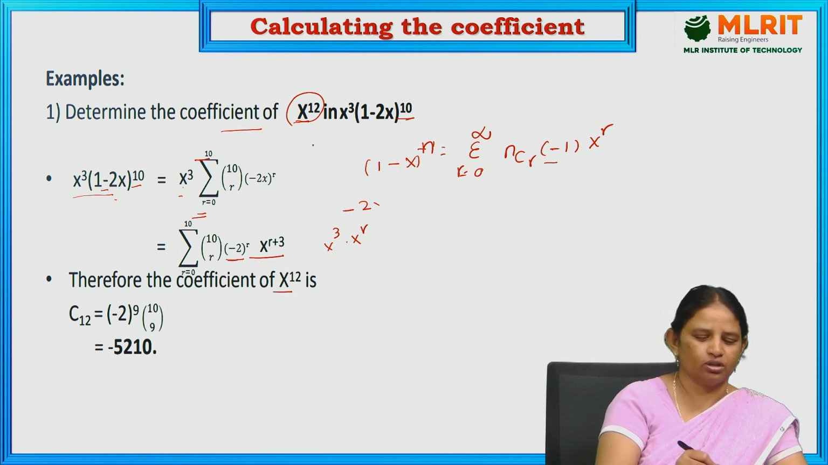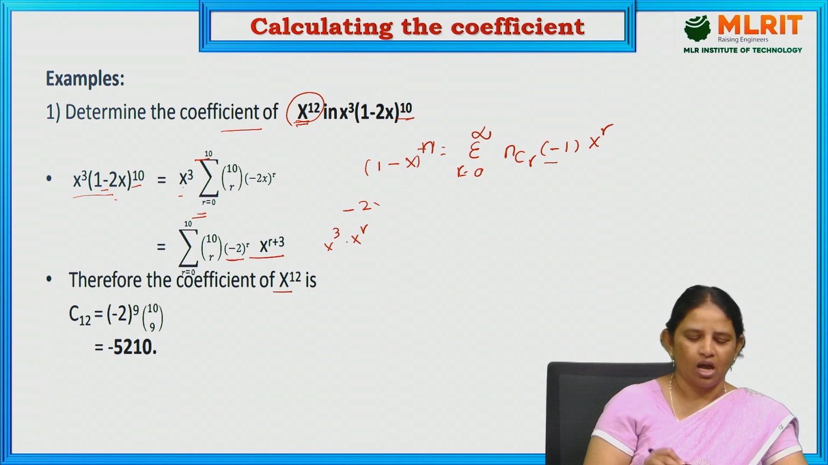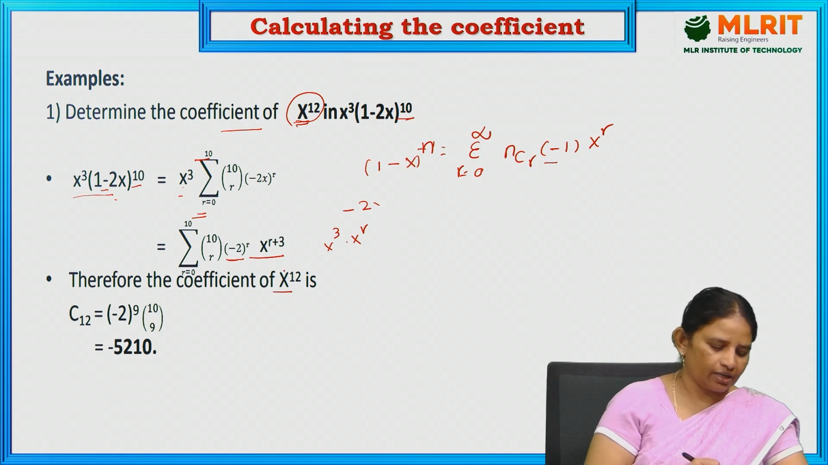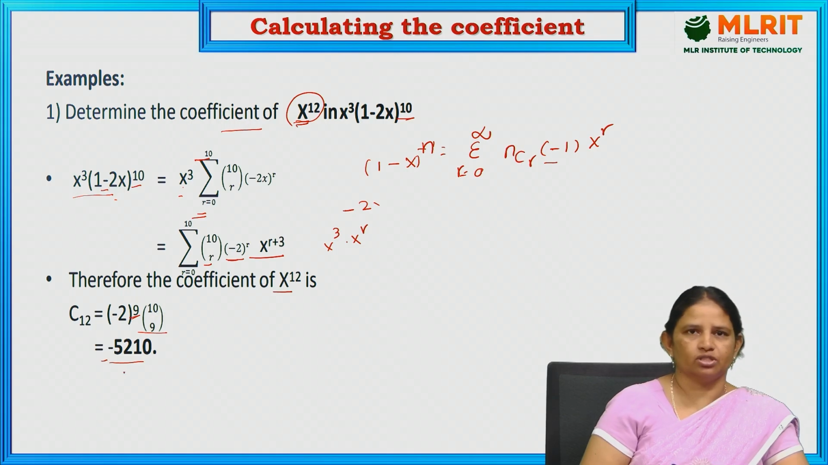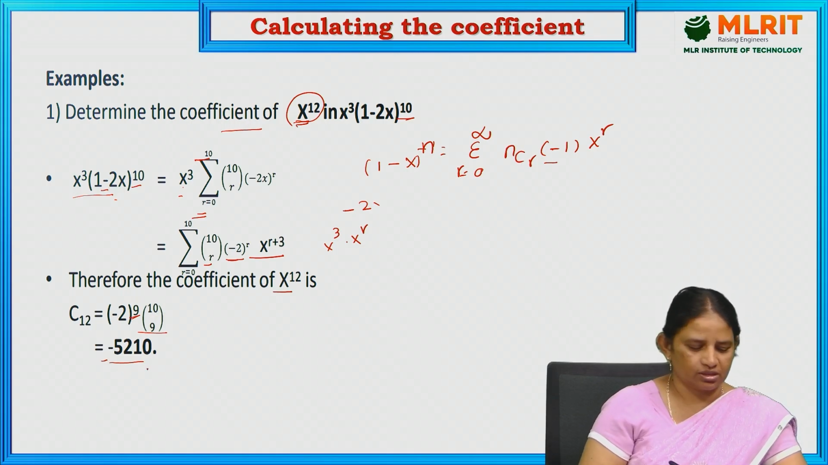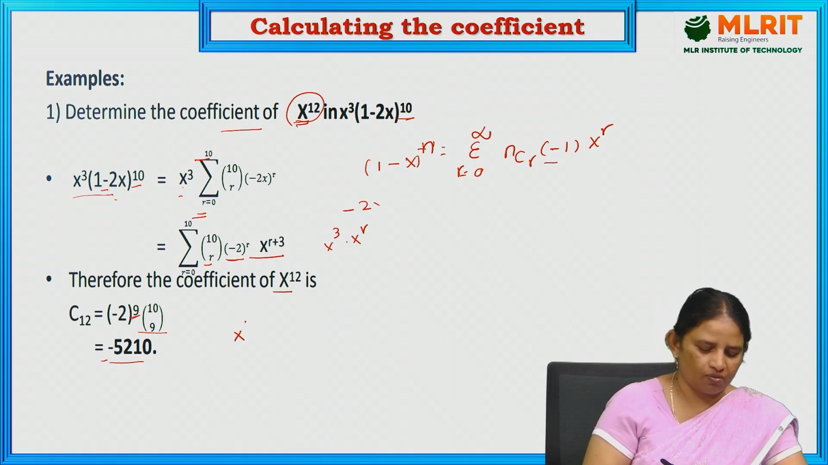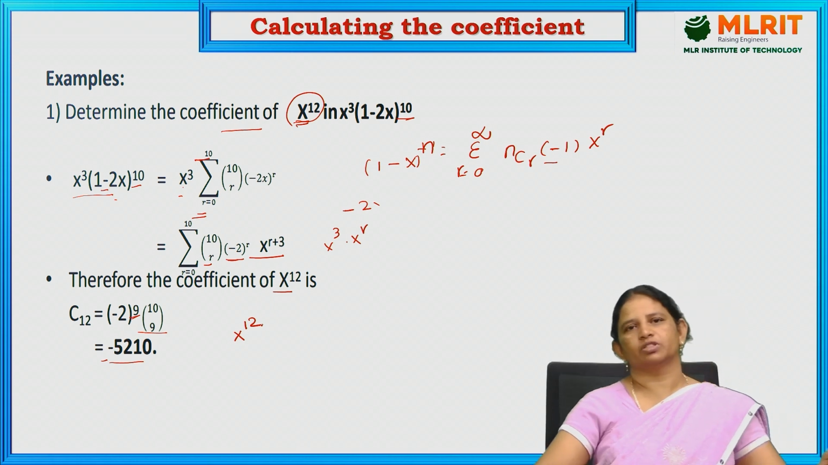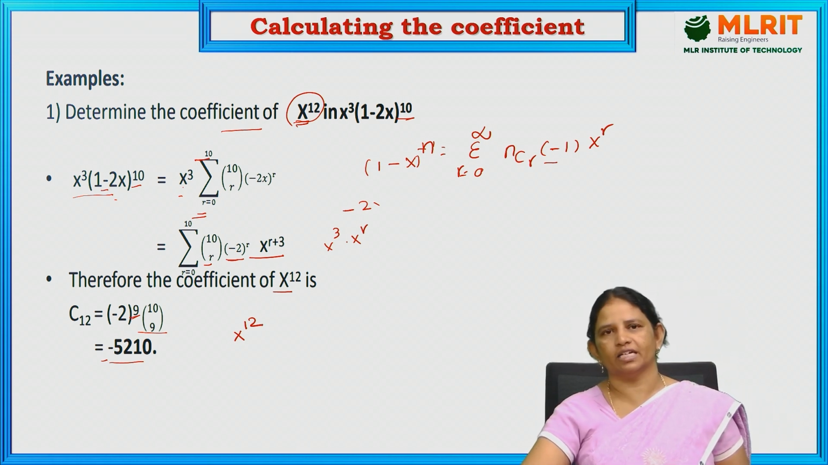We need to find the coefficient of x^12, so we need to substitute r equal to 9. 10Cr means 10C9 times (-2)^9. 2 to the power of 9, and 10C9. After simplifying, since it is an odd power, we will get a negative sign. Minus 5120 is the coefficient of x^12. The coefficient of x^12 is minus 5120.